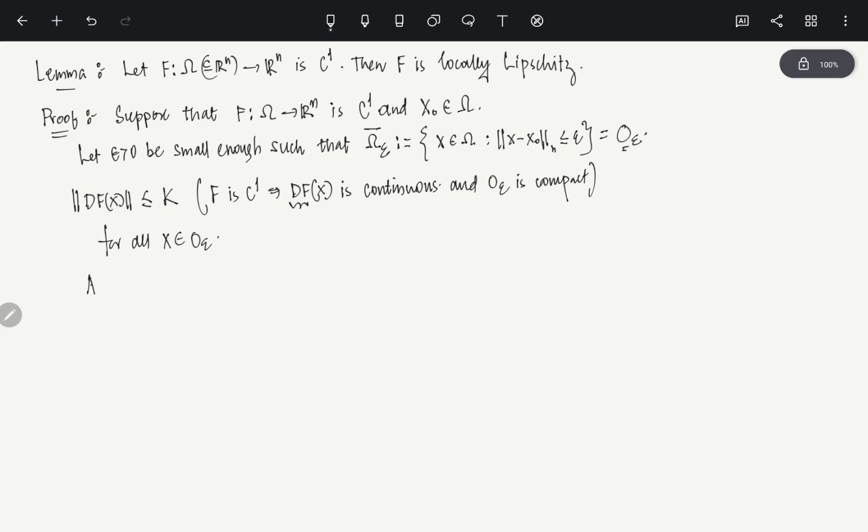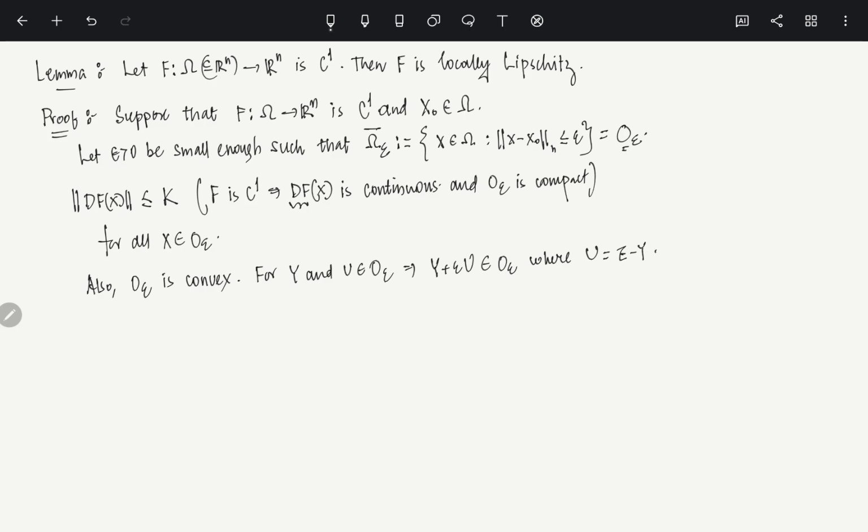Also you note that since this is a closed set, O epsilon is also convex, right? Very, very important. It is convex. Okay. So what is happening is this: if we start with 2 points y and z in O epsilon, that will imply y plus epsilon u will be in O epsilon, where u is defined as nothing but z minus y.